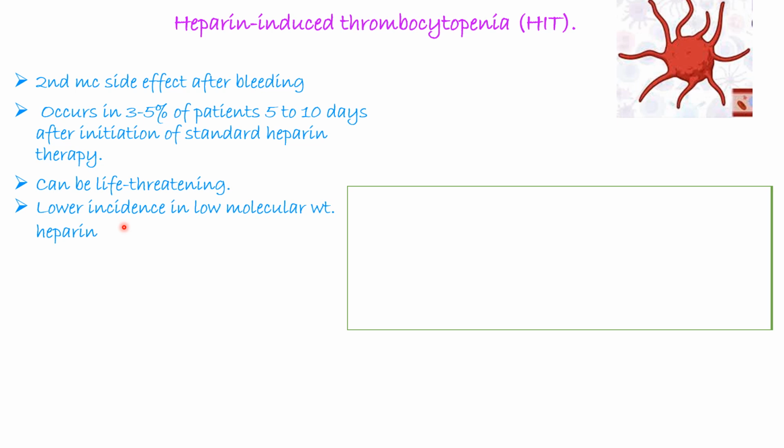So we have three types of heparin. We have low molecular weight heparin, we have unfractionated heparin, and we have synthetic heparins.